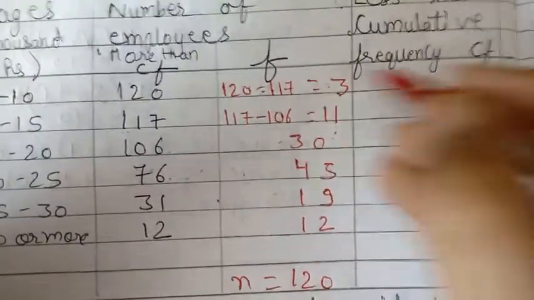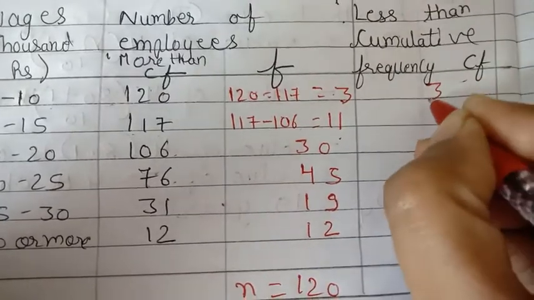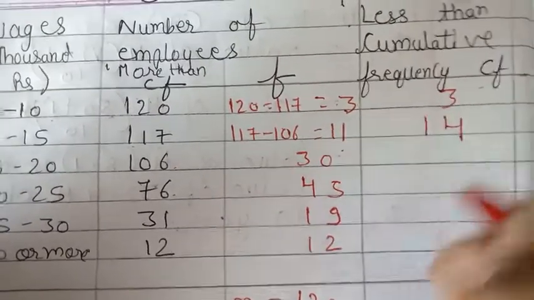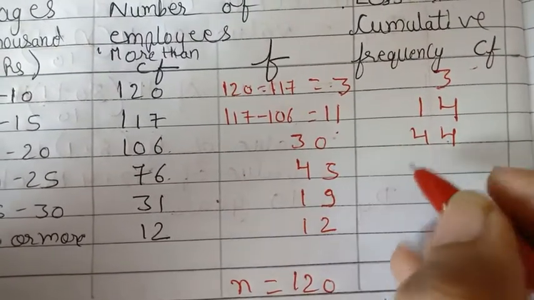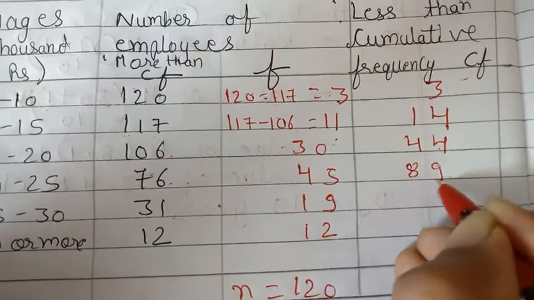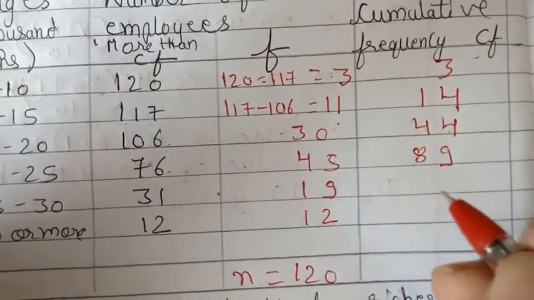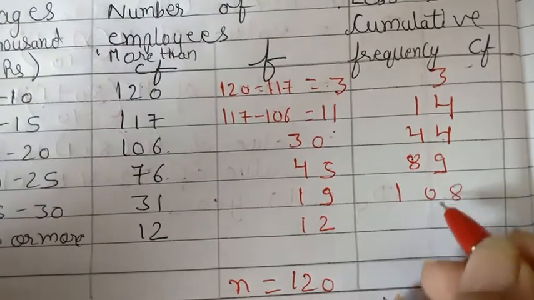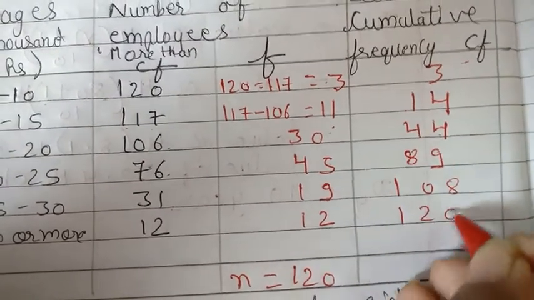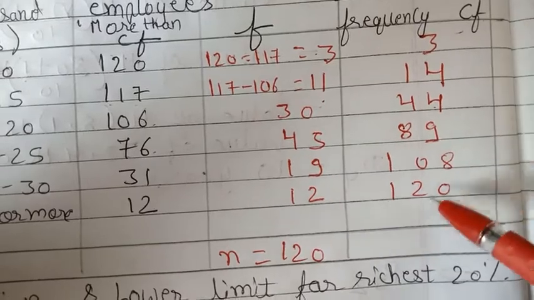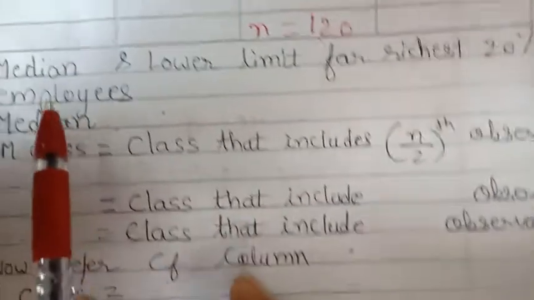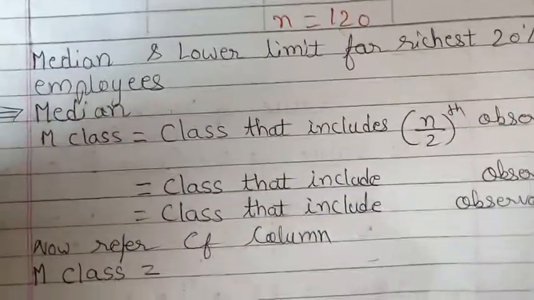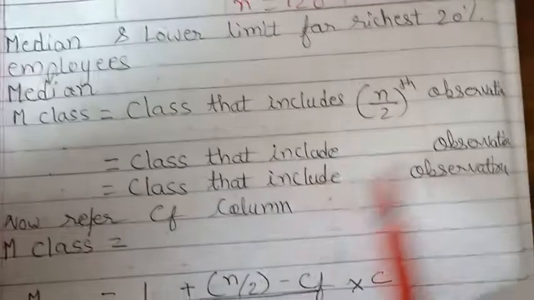Now again we will find CF, cumulative frequency for normal distribution, so that will be 3, 3 plus 11, 14, 14 plus 30, 44, 44 plus 45, 89, 89 plus 19, 108, and 108 plus 12, 120. Always your CF last column and N should be same. Two things we have to find: median and lower limit of richest 20% employees. First of all, find median class. So what is our formula?